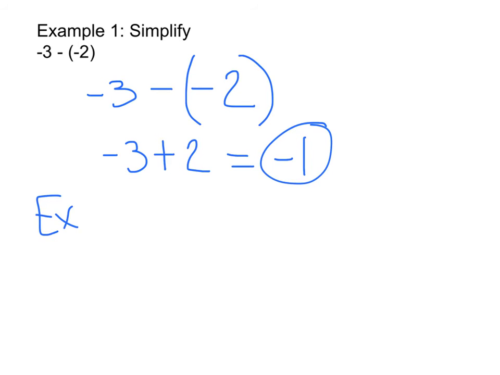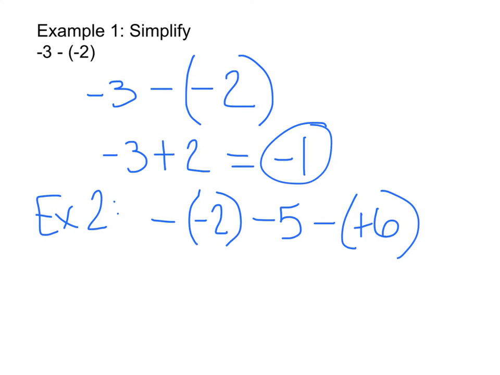In example 2, we're asked to simplify this problem: negative 2 minus 5 minus a positive 6. Remember, add the opposites. A negative next to a negative, just like right here, tells us add the opposite, which is negative 2 plus a negative 5. The opposite of 5 is negative 5, or subtracting 5 is negative 5. So remember, we're changing it, we're adding the opposite of what's next to it. We're adding the opposite of 6, which is negative 6.